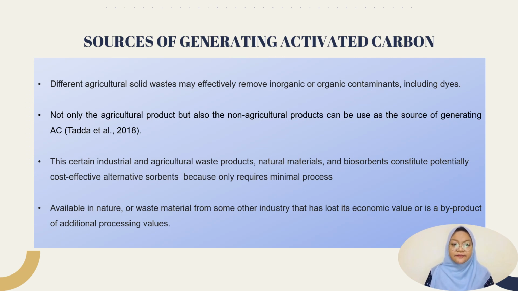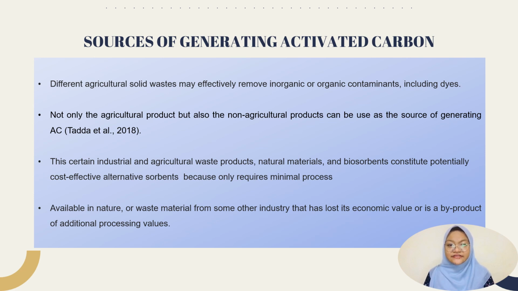This activated carbon can be obtained from low-cost material with a high carbon concentration, also low in organic content. It has been reported that a number of raw materials may be used to produce activated carbon. Many recent studies also have shown that different agricultural solid waste may effectively remove inorganic or organic contaminants, including dyes, when used as adsorbent. So not only the agricultural, but also the non-agricultural product can be used as the source of generating activated carbon, like waste automobile tires.